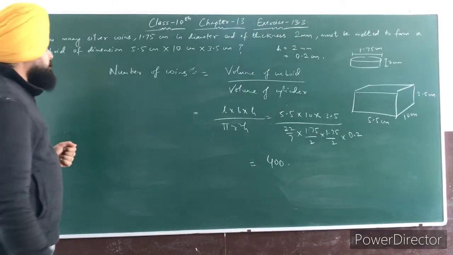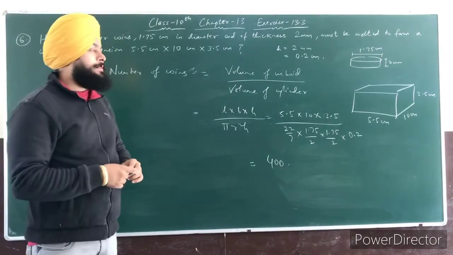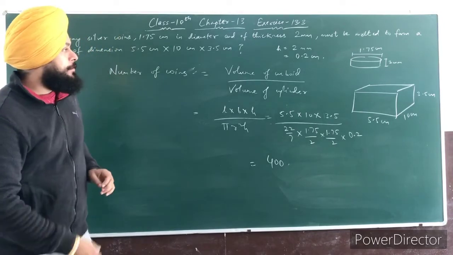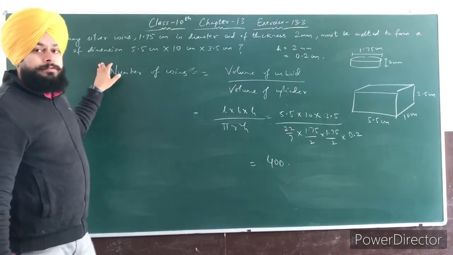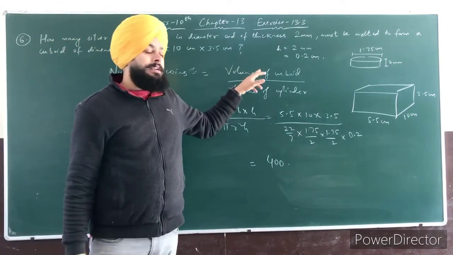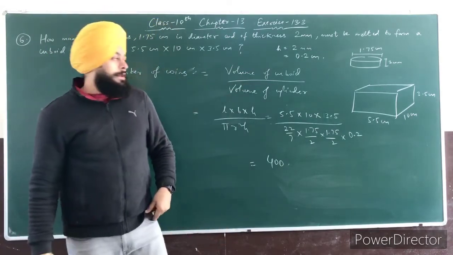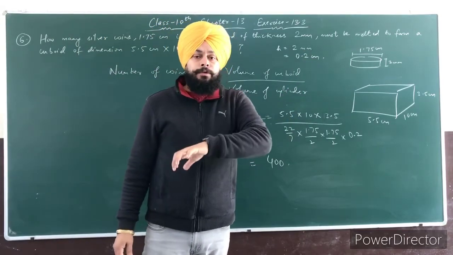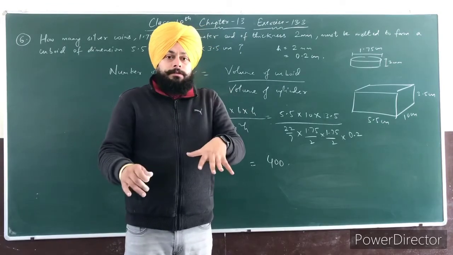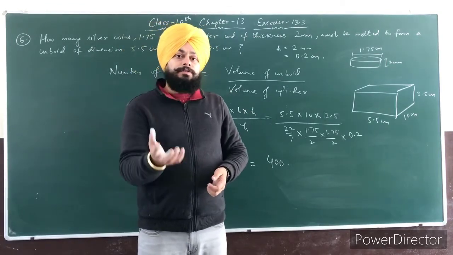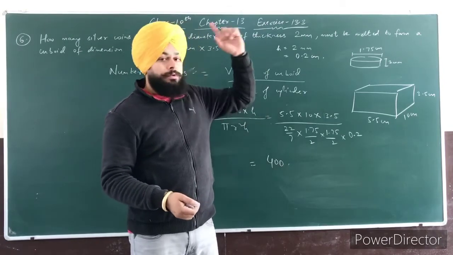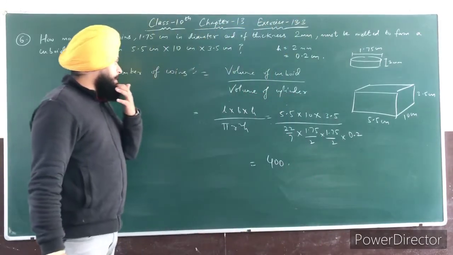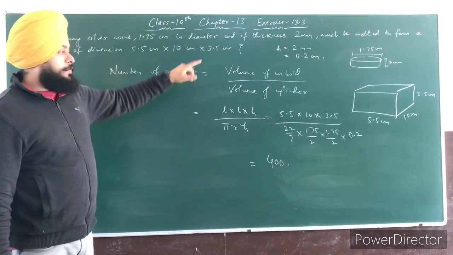Question number 6th. How many silver coins 1.75 centimeter in diameter and the thickness 2 millimeter must be melted to form a cuboid of dimension 5.5 centimeter multiplied 10 centimeter multiplied 3.5 centimeter. So there are some coins. So they ask the question, how many coins must be melted to form a cuboid? ठीक है, मतलब तुसी कितने coins लोगे जिनको melt करके एक cuboid बनूंगा और उस cuboid dimension 5.5 by 10 by 3.5. Clear? So we have to find the number of coins required to form this cuboid.